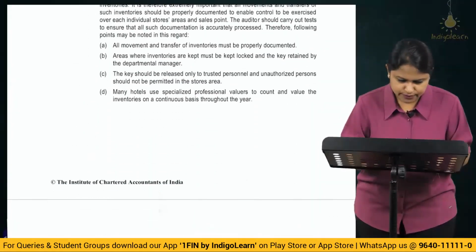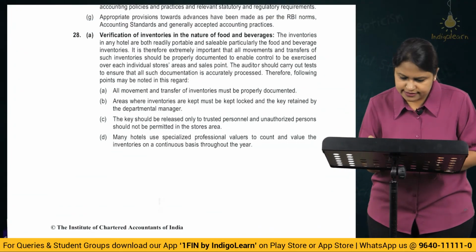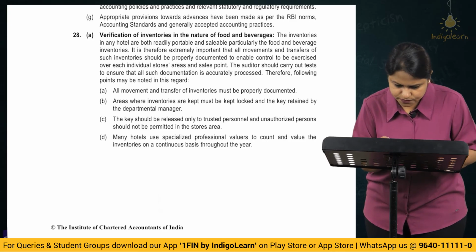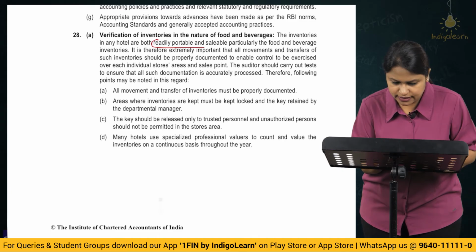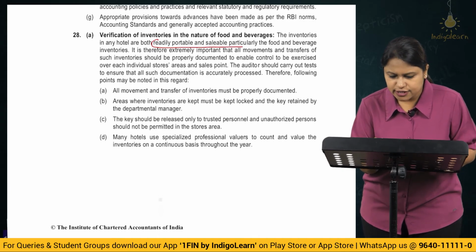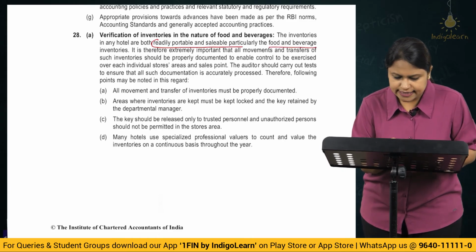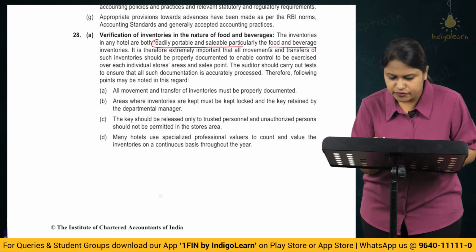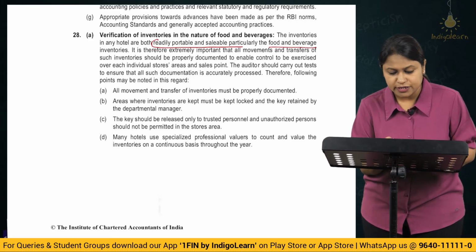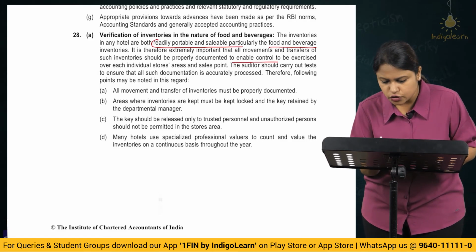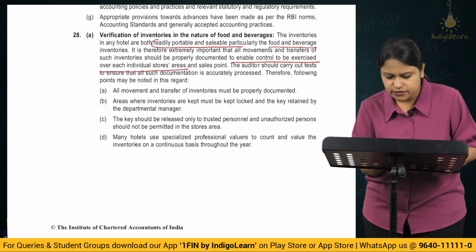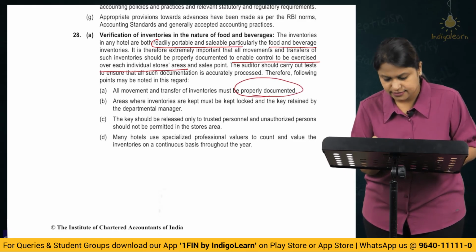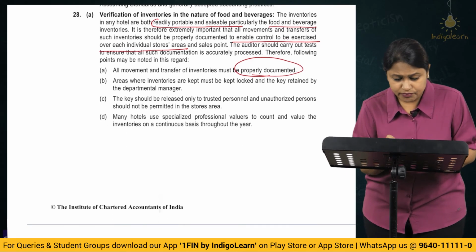Alright. So first one we have is about the ABC Hotel. Okay. In the hotel, if you see, they are writing that inventories in any hotel are both readily portable and saleable, particularly food and beverages. It is therefore extremely important that all the movements and transfers of such inventories should be properly documented to enable control to be exercised. Okay. Now, here what the auditor will consider: all the movement and transfer of inventory must be properly documented, correct. The store's ledger has to be maintained correctly.